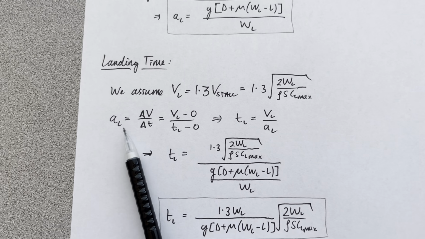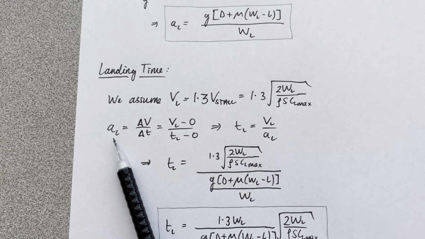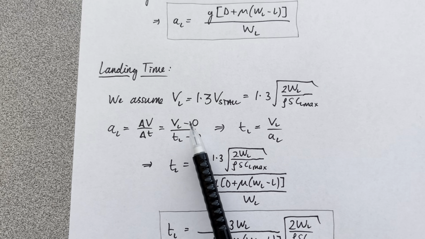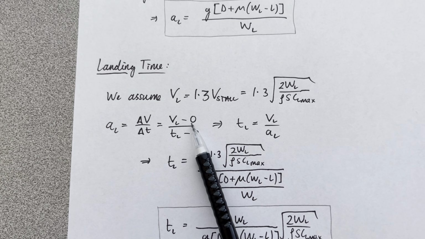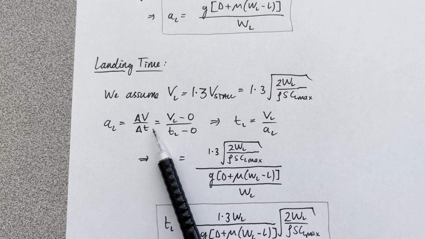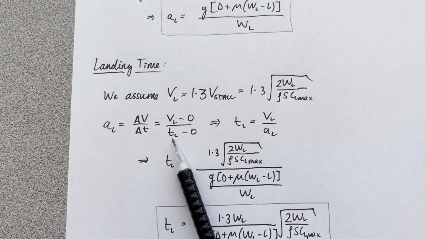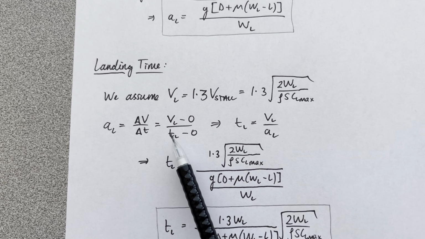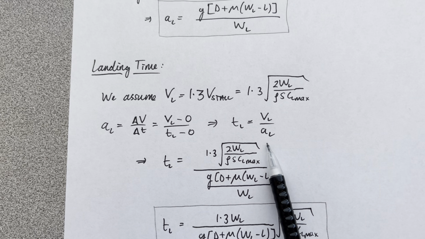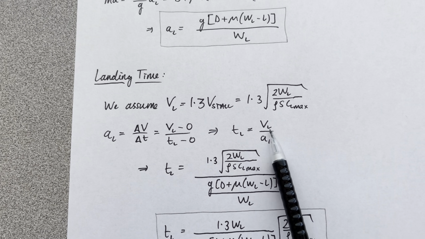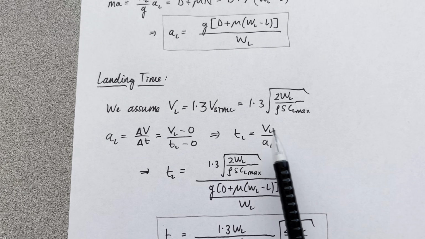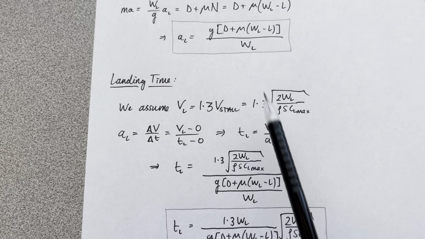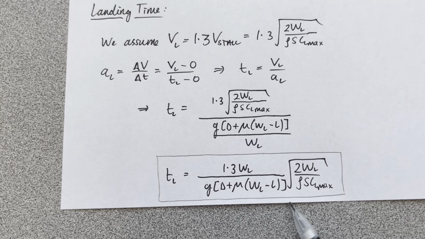So next, what we say is that the landing deceleration is just equal to the change in speed over time. If we're assuming that we're coming to a dead stop, then delta V will just be V. And if we assume that we start our landing deceleration at time t equals 0, then delta t will just be T_L. So rearranging this, t equals V_L over A_L. And so now we have expressions for both of these. V_L is here, look, in the numerator. A_L is the thing that we've just derived. So we'll just plug those two expressions in and tidy it up a little bit to get this.